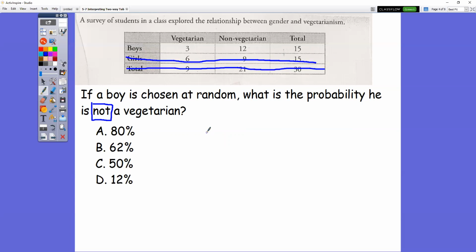So if a boy is chosen at random, what is the probability that he is not a vegetarian? Well, not a vegetarian is 12 boys out of a total of 15 boys. So 12 out of 15, top divided by bottom. On your calculator, you would get 0.8, and then move your decimal point 2 places to the right to make it into a percent. So this is going to be 80%, which is choice A.